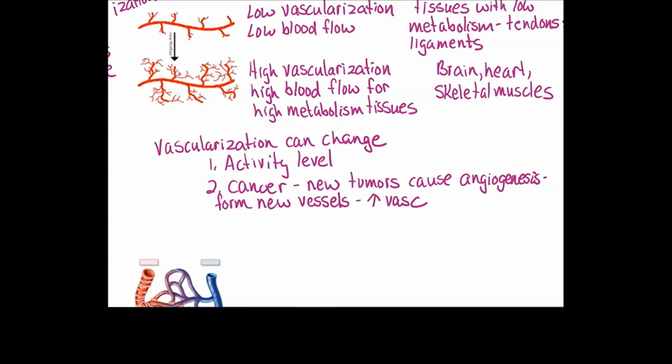So somebody gets cancer and they have a tumor. That tumor needs a lot of blood flow. It needs oxygen and nutrients. So the tumor will induce angiogenesis. It will force your body to grow new vessels to feed it. One of the research areas in treating cancer is to try and stop this angiogenesis. If you can stop that, you could starve the tumor.